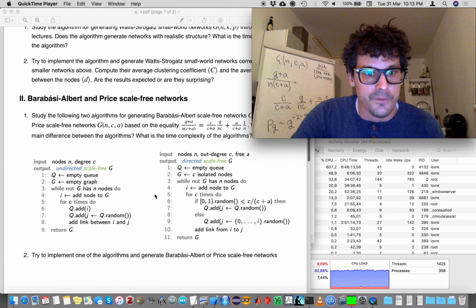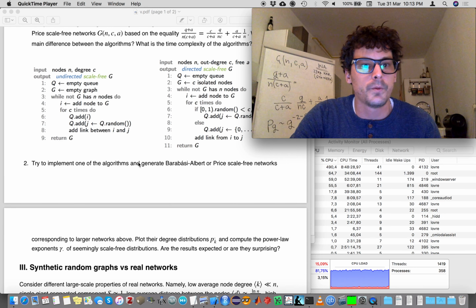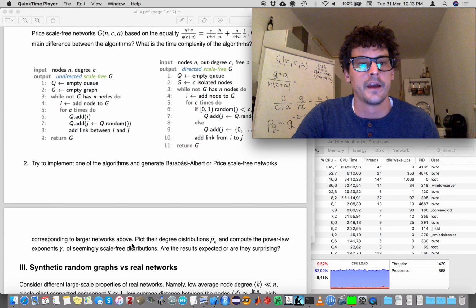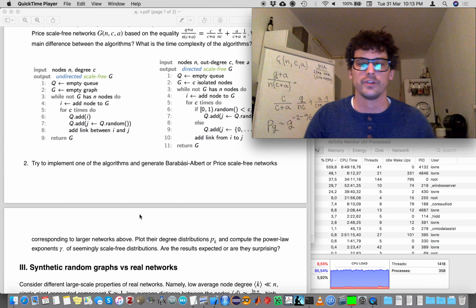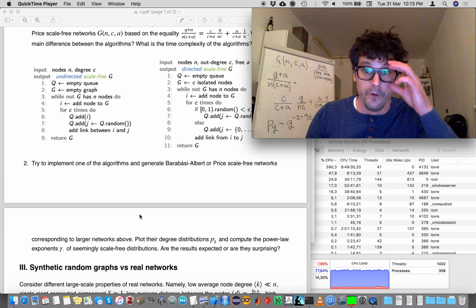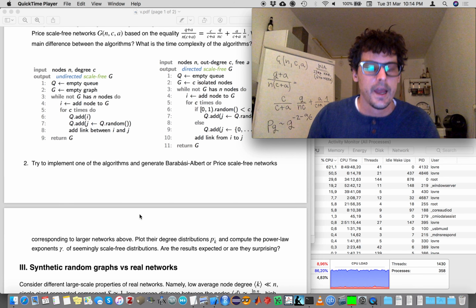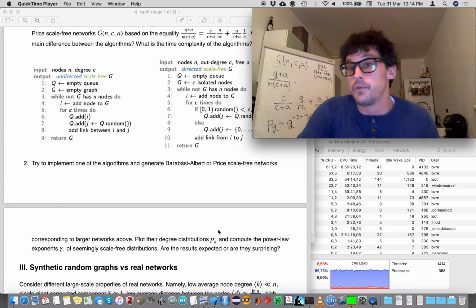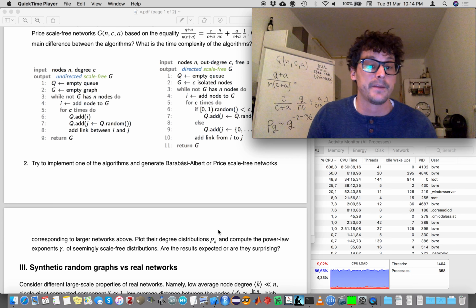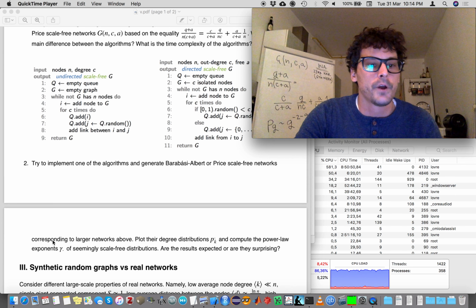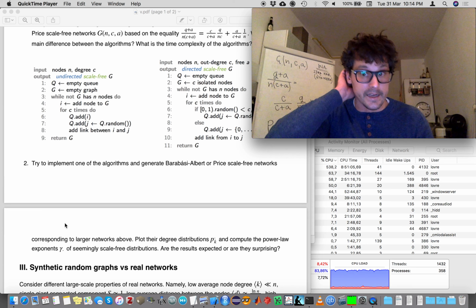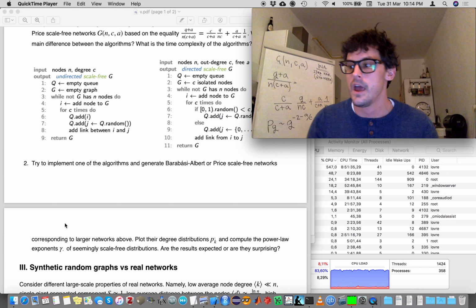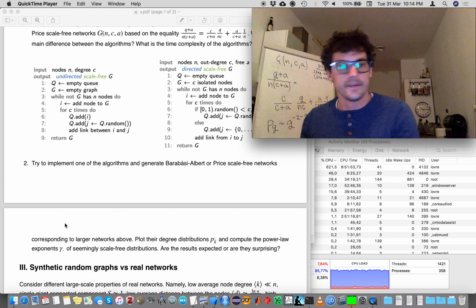Okay, let's move on. Try to implement one of the algorithms or both and generate the scale-free networks. We will generate a couple of scale-free networks. And what we would also like to do is plot their degree distribution to see whether they really follow a straight line on a doubly logarithmic plot. We will also compute their degree exponents to see whether the model nicely reproduces what analytical derivations tell us that it should.